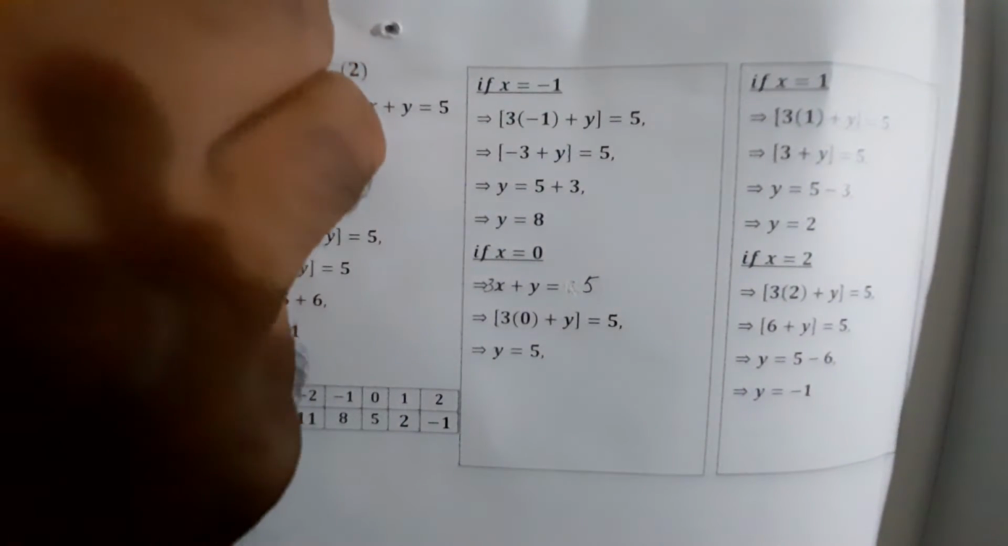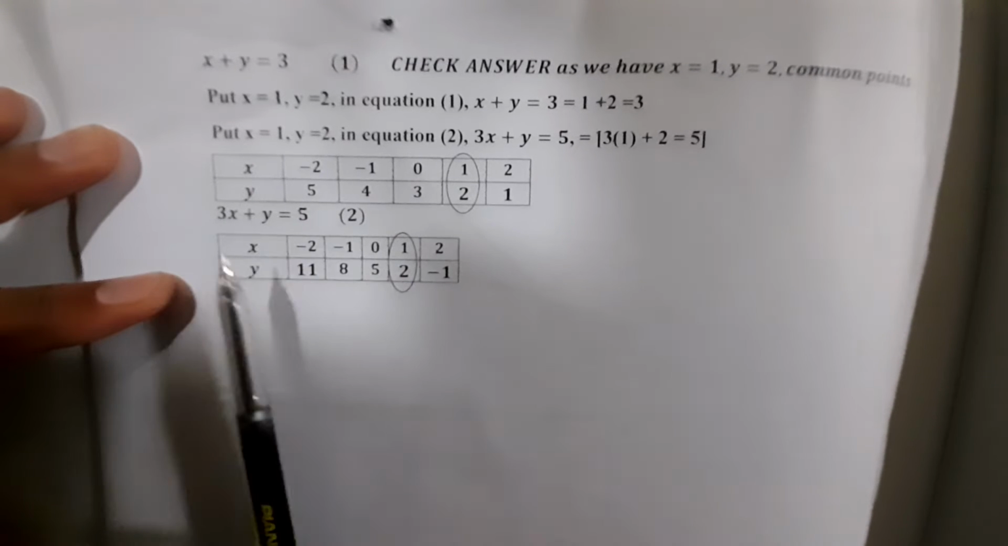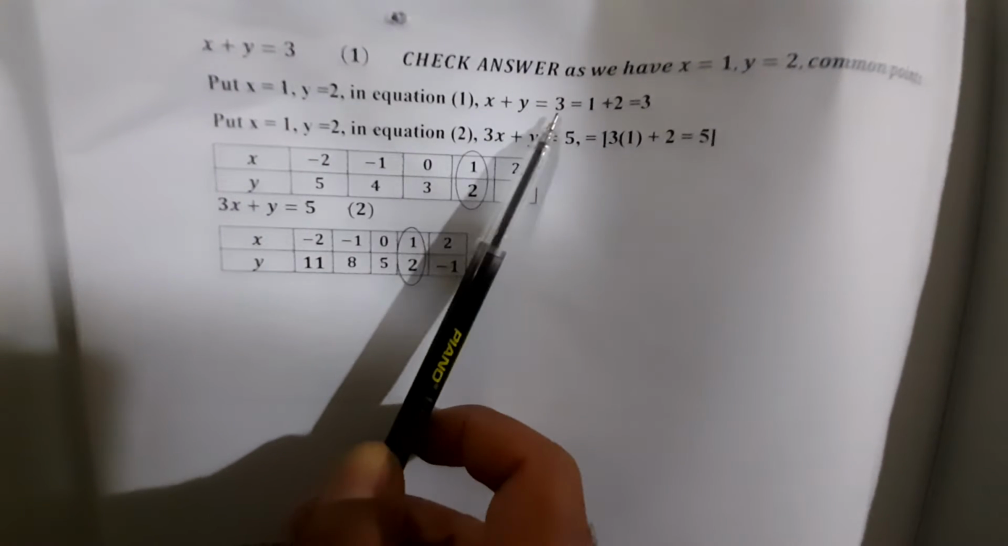Now we'll be moving on to what is common in this table. The common values in this table are 1 and 2. x was 1, y was 2 in both the equations, 3x plus y is equal to 5 and x plus y is equal to 3.